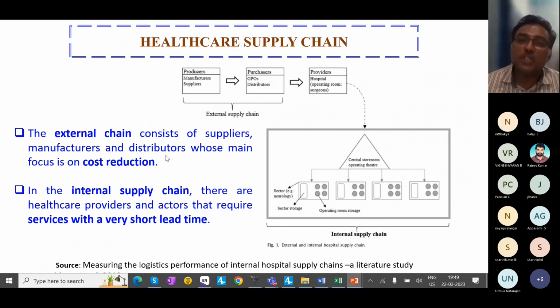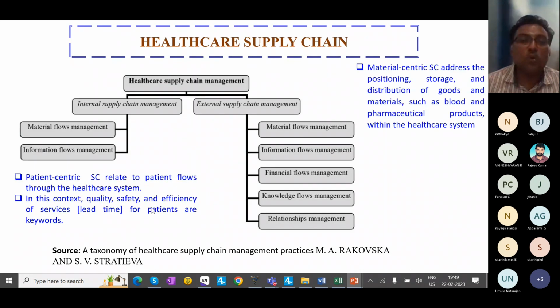Here we have flow of materials and information. Here we have flow of materials, information, as well as patients. But predominantly the patient flow plays a major role here. Now, this is again the categorization: internal supply chain and external supply chain, patient-centric or material-centric.